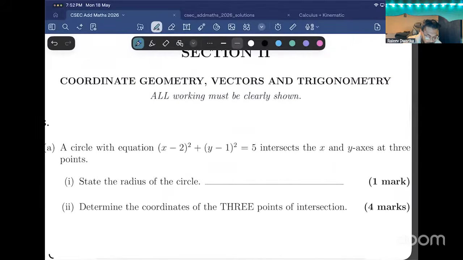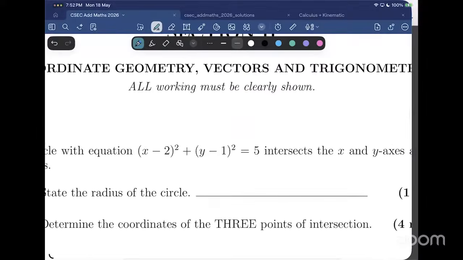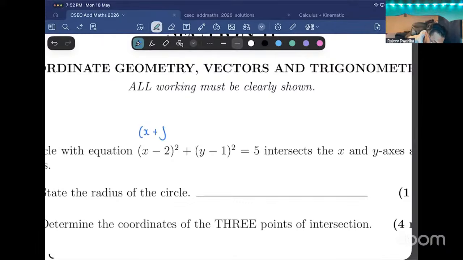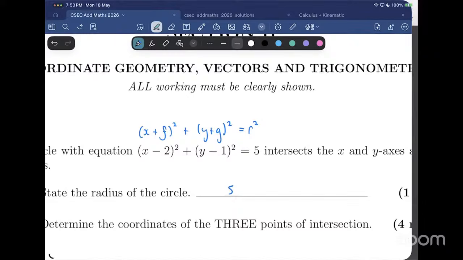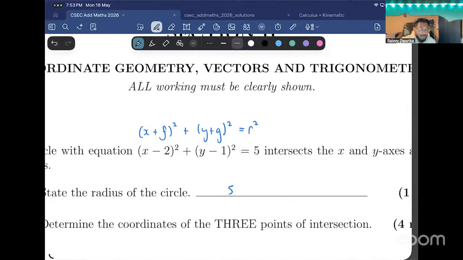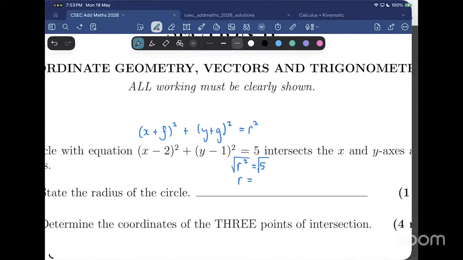So they gave us the equation in the standard form or the general form. The standard form looks like (x plus f) squared plus (y plus g) squared equal to r squared. Now I know for a fact someone is gonna write 5. But 5 is wrong. It was root 5. It's root 5 because if you compare it to the standard form, r squared is actually equal to 5. And so if you wanted to find r, you'd have to find the square root of 5. So yeah, r is equal to root 5.